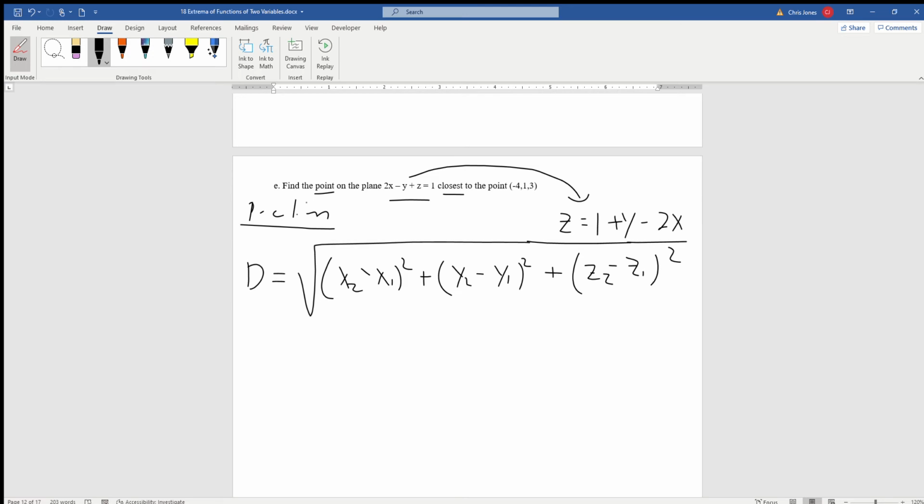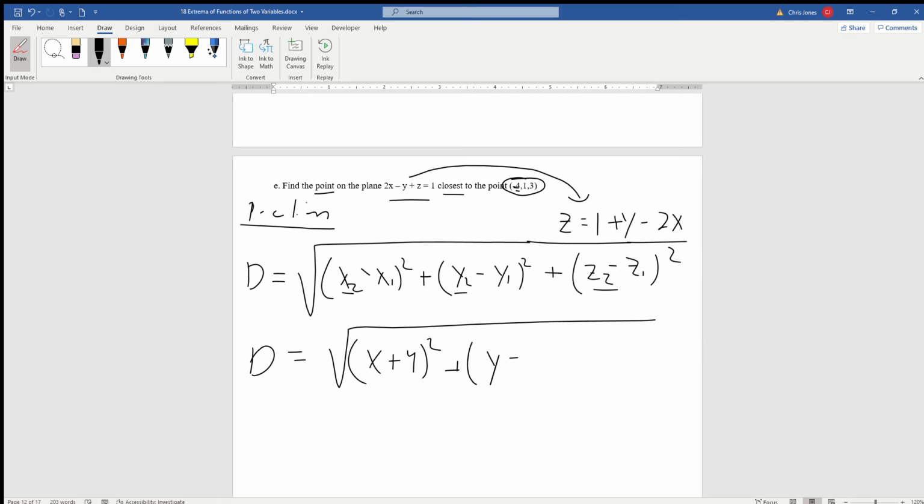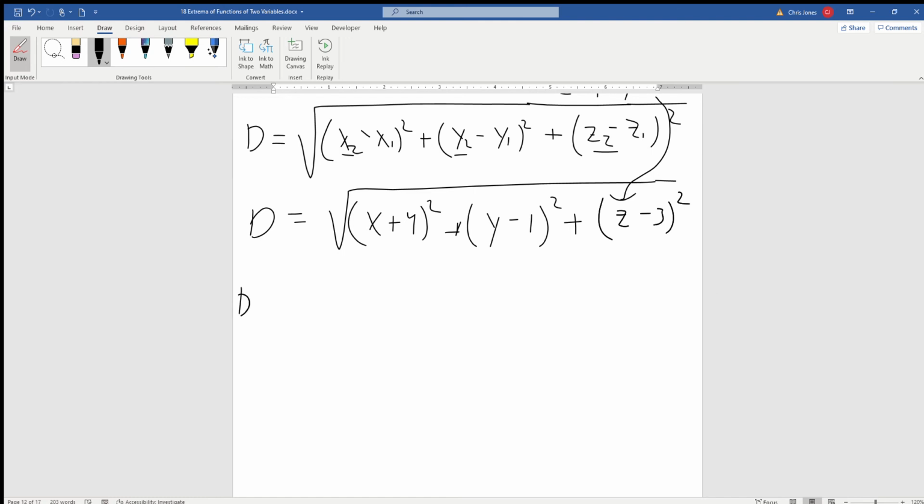In this case, we already have the initial point, (-4, 1, 3), and x2, y2, and z2 are unknowns. They're points that are on the plane. So what we can do is rewrite d as the square root of (x plus 4) squared plus (y minus 1) squared plus (z minus 3) squared. Now, we already know that z is equal to 1 plus y minus 2x, so we can substitute that back in and make things a little bit easier for us. Instead of being in 3 variables, we can be in 2 variables.